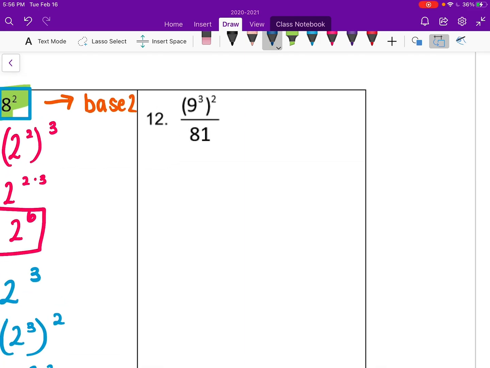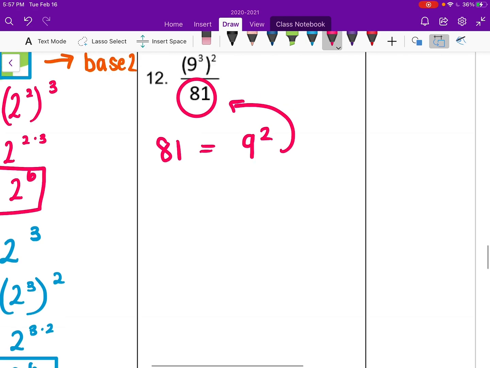9, you can't really do anything about it. You can't really break it down more than it's already broken down. So I'm going to leave 9 cubed the way it is. What I can change here is this 81. 81 is the same thing as saying 9 to the power of what? 9 times 9 gives me 81, so it's the same thing as saying 9 squared. So I'm going to substitute and plug that in for the 81.